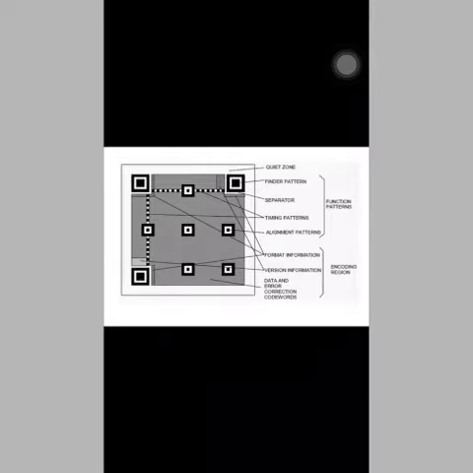How can the data be encoded? It can be encoded in four character modes, that is numerical, alphanumerical, binary and kanji.